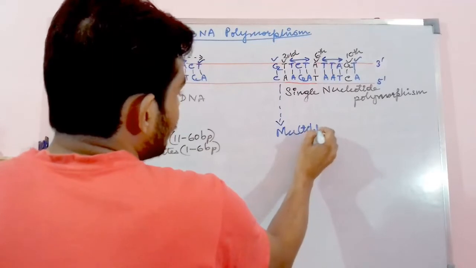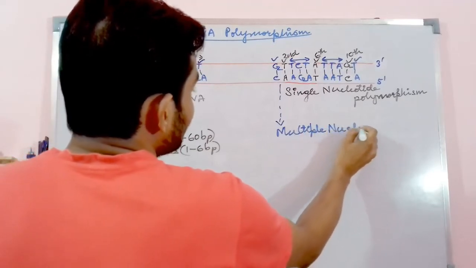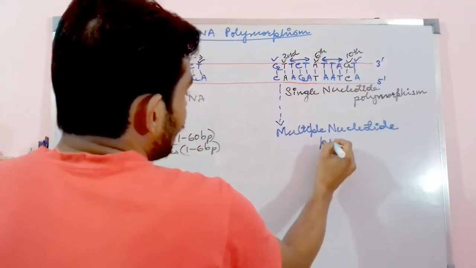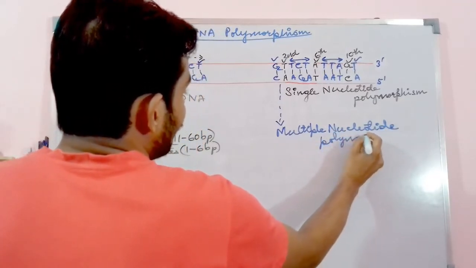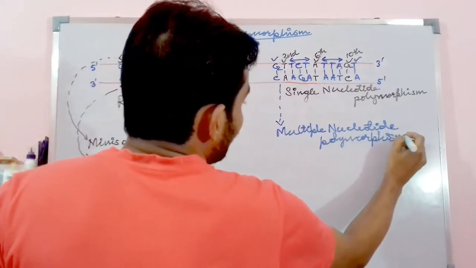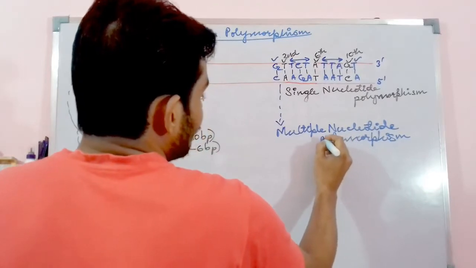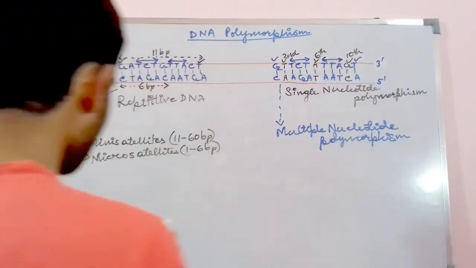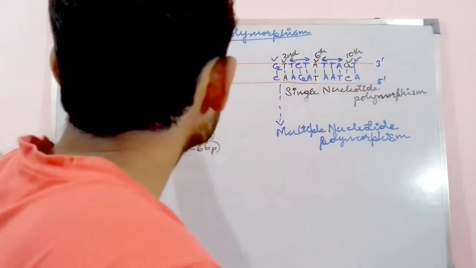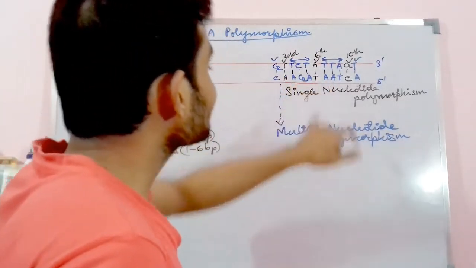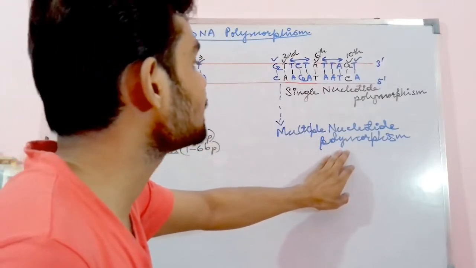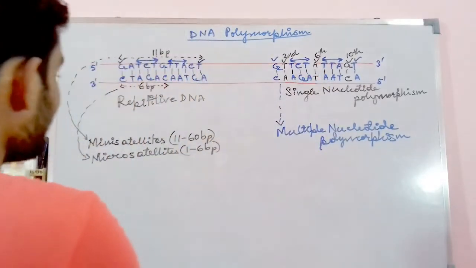multiple nucleotide polymorphism. Multiple nucleotide polymorphism. Okay, so this is what, now this sequence, this multiple nucleotide polymorphism, this is what the DNA polymorphism is, might be present in other sequences also.